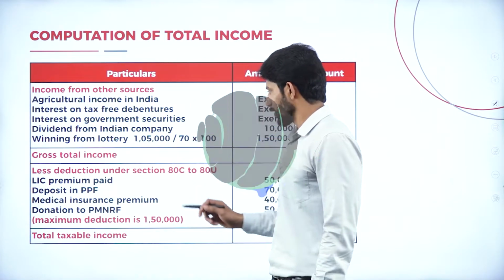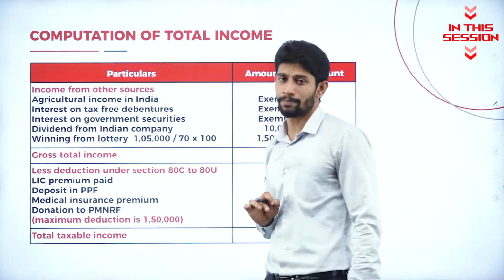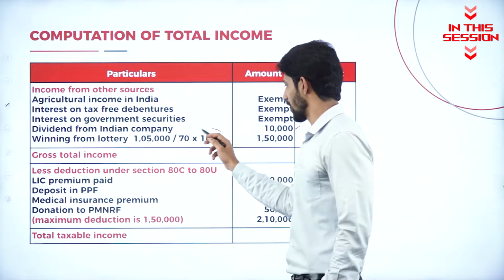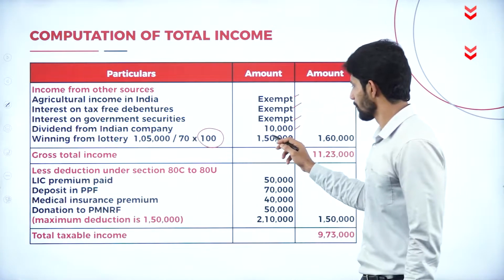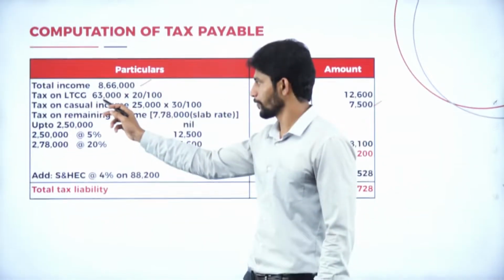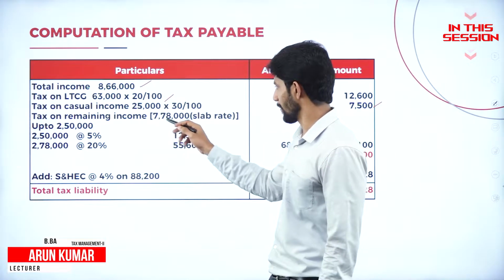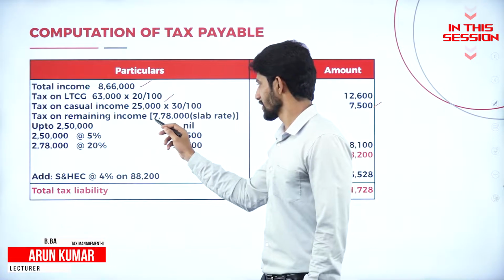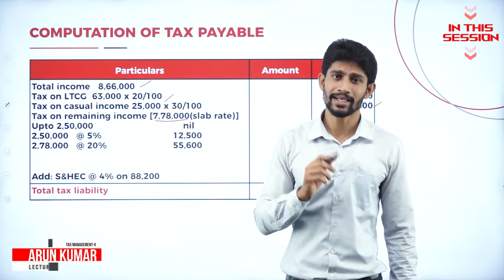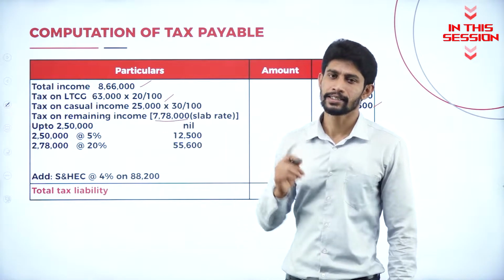So if 1,05,000 is for 70%, what is the value for 100%? So you will get 1,50,000. If you deduct 63,000 and 25,000 of casual income, you will get a balance of 7,78,000. On 7,78,000, apply the slab rate.